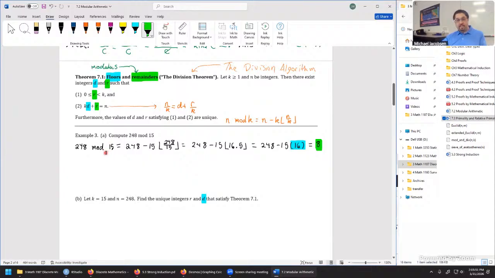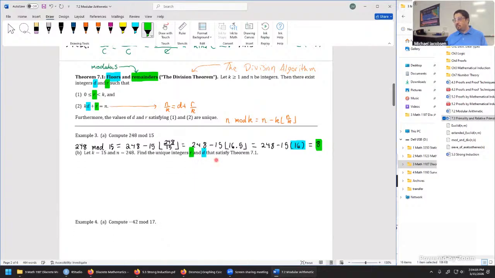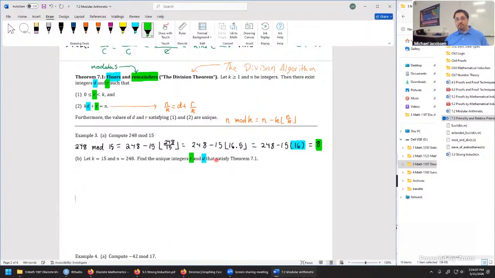So 248 mod 15 is just the remainder after dividing 248 by 15. That remainder is 8, but that's just the integer r in the division theorem above. I'll try to say division theorem since that's what's printed in the textbook. Often I'll forget and call it the division algorithm. It's kind of just a reflex when I say it that way.